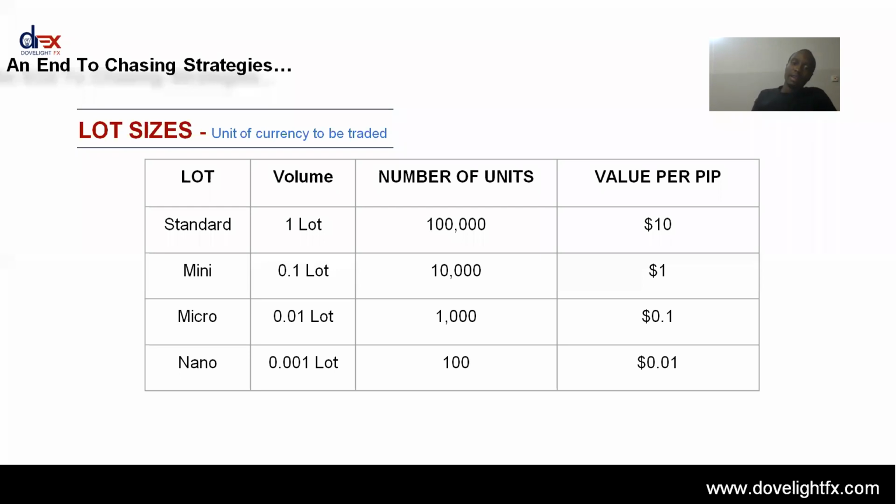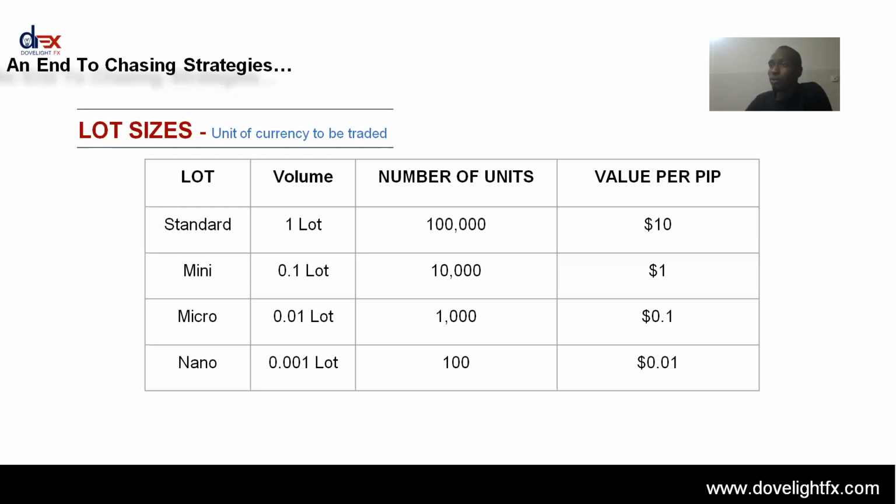Now we want to buy 100,000 units of USD JPY. What that simply means is 110.130 times these 100,000 units, which is one lot size.